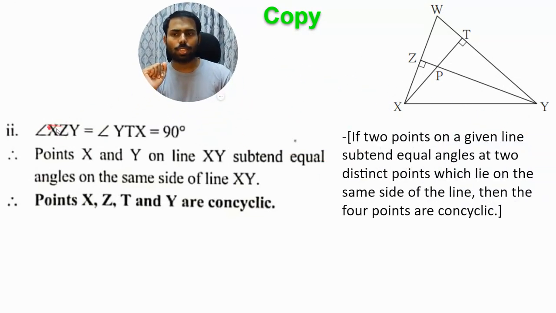Okay, so this is how you write the answer. You say angle XZY, here, is equal to angle YTZ here, and both are equal to 90 degrees. The second thing you will say is: points X and Y lie on line XY, subtending equal angles on the same side of line XY. So these two subtended angle Z and angle T on the same side, and both are equal. Then you can use this theorem, okay? If two points on a given line subtend equal angles at two distinct points which lie on the same side of the line, then the four points are concyclic. You use this theorem and just say that these four points are concyclic.